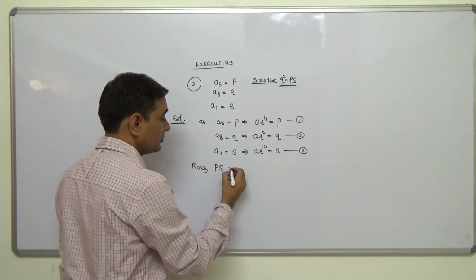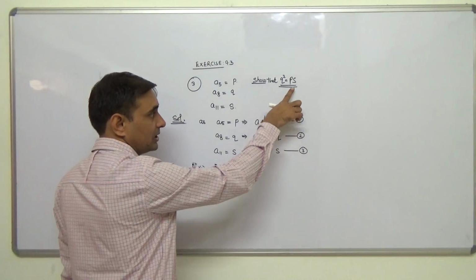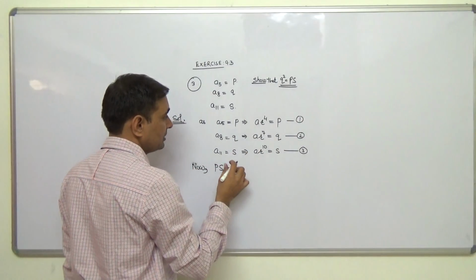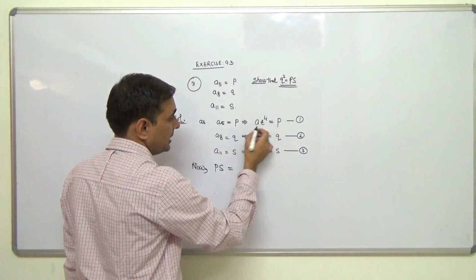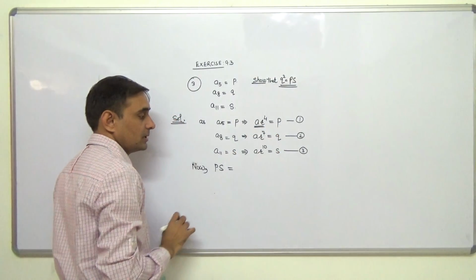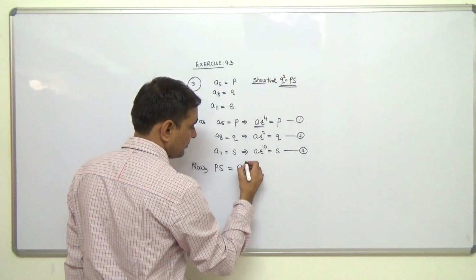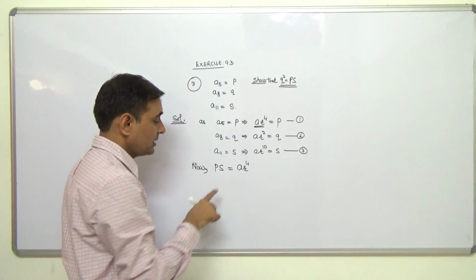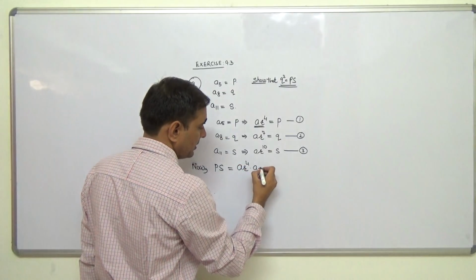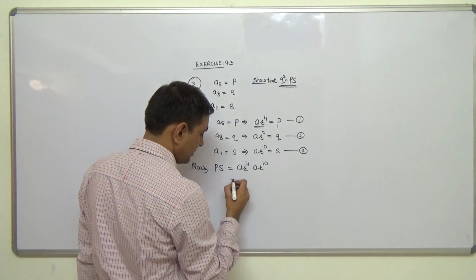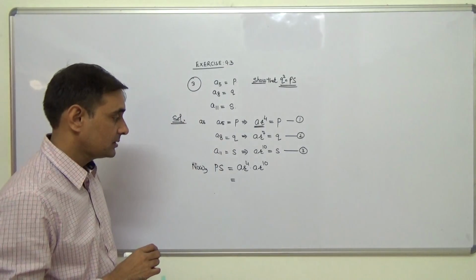Now PS is equal to P into S. राइट साइड को लिया हमने यहाँ से. PS is equal to what is P? P is here AR to the power 4, right? And S की जगह हम क्या लिखेंगे? S is AR to the power 10. This is equal to, right?